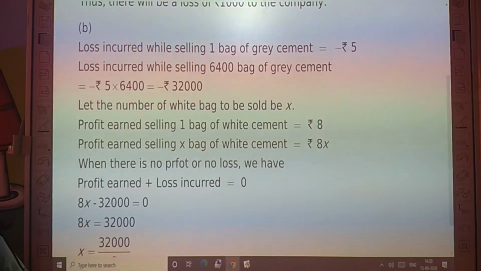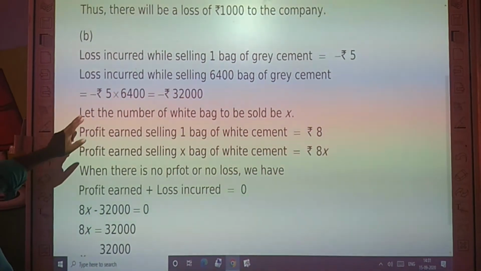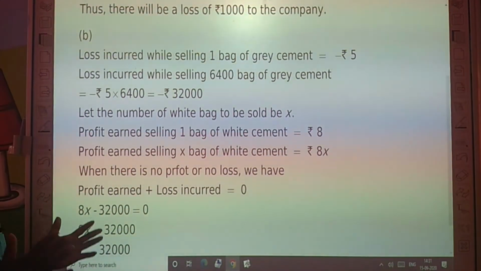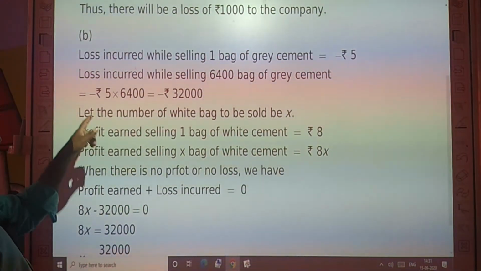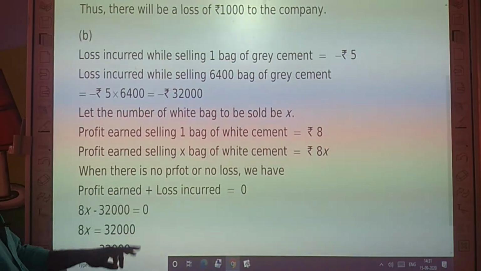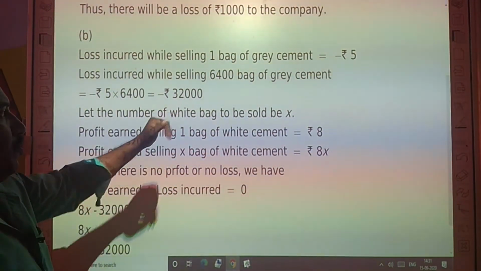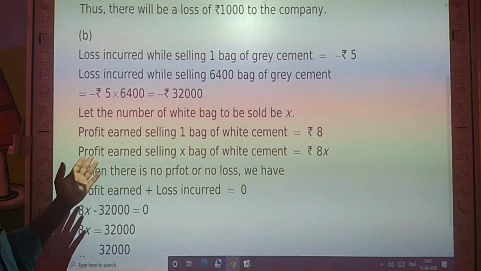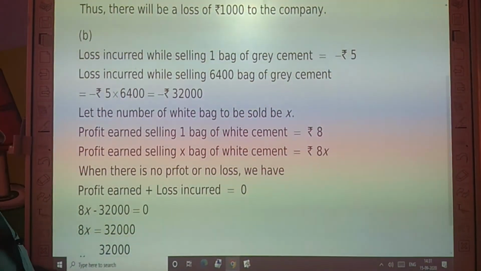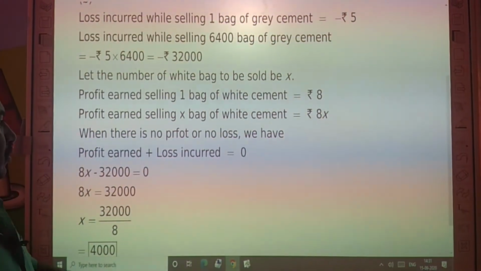Loss means minus 5 rupees. Profit means plus 8 rupees. Minus 5 into 6,400, because we have 6,400 gray cement bags, is equal to minus 32,000. We don't know the number of white cement bags, so we take it as x. But we know that the white cement amount is rupees 8.